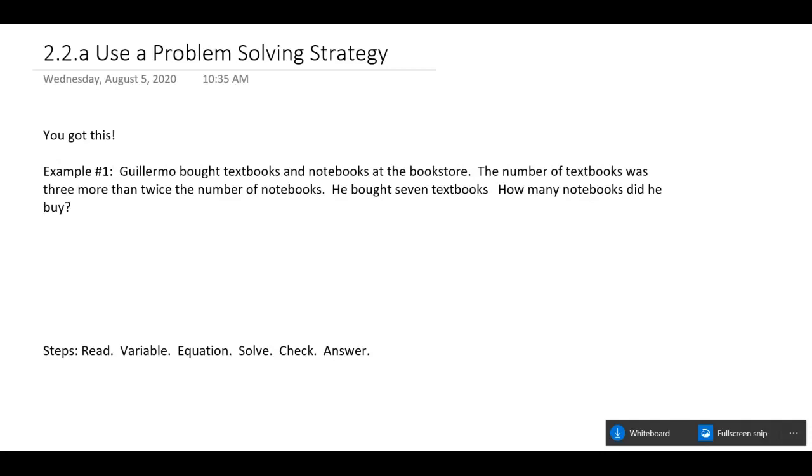So Guillermo goes to the store, he's buying textbooks, he's buying notebooks. I'm going to use T for textbooks and N for notebooks. You could use X and Y, that would be fine, but to me it makes sense to use T for textbooks. Sometimes you have to be careful with the variables you choose. You don't want to use O for something because then it's going to look like 0. But okay, now that's what he's buying, textbooks, notebooks. What we're doing is we're setting up our variables here.